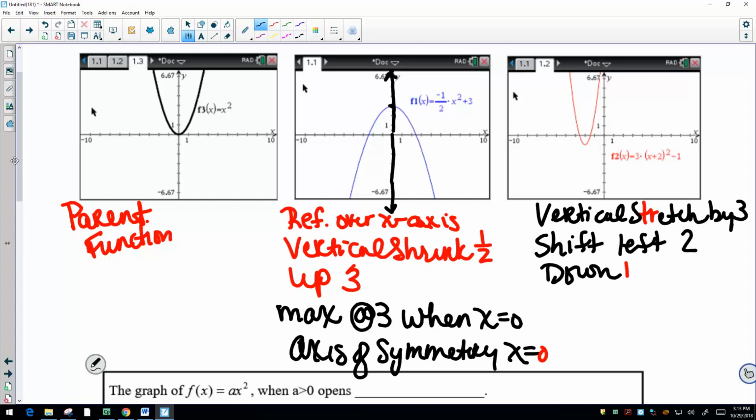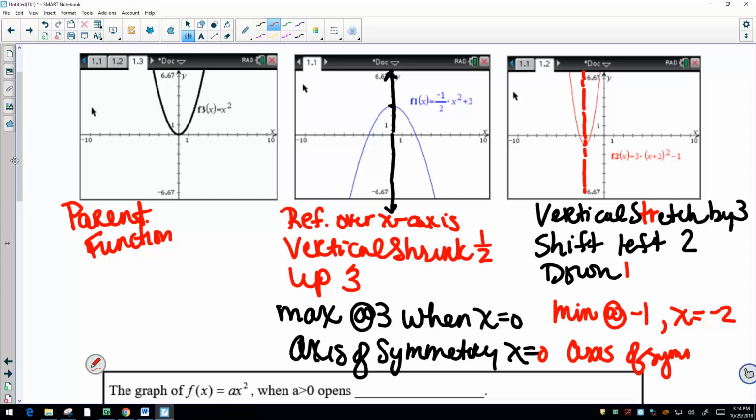Now, if we looked at the 2 key things that we talked about from this last graph, our maximum point and our axis of symmetry, well, we don't have a maximum this time. We do have a minimum value. And I can see I have a minimum at negative 1 when x is negative 2. And our axis of symmetry, last time we said it went through that point, and again, it's going to go right through that point. So we can say our axis of symmetry is going to be at x equals negative 2 as well.